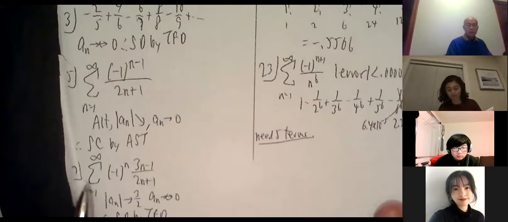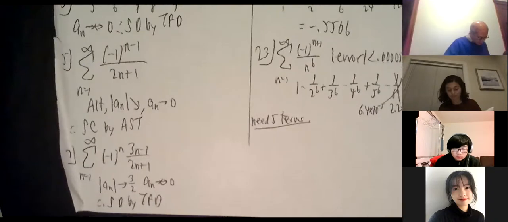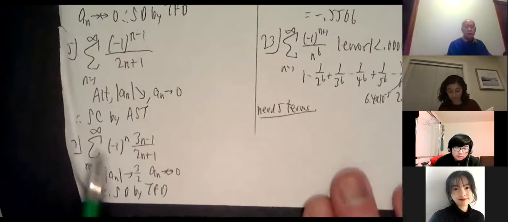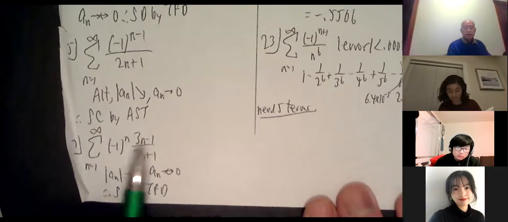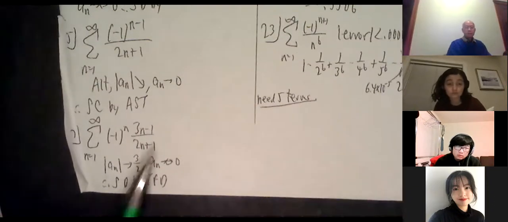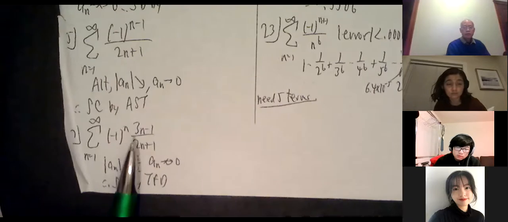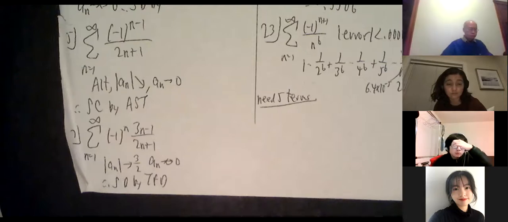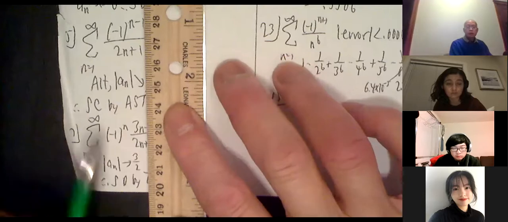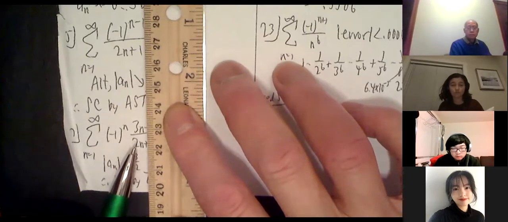Okay, and let's see, number 7. And number 7 does match, I think. Yeah, does match. Okay, summation negative 1 to the n, 3n minus 1 over 2n plus 1. But if you notice this, when n gets real big, ignore the negative 1 and positive 1, 3n over 2n, 3 halves.